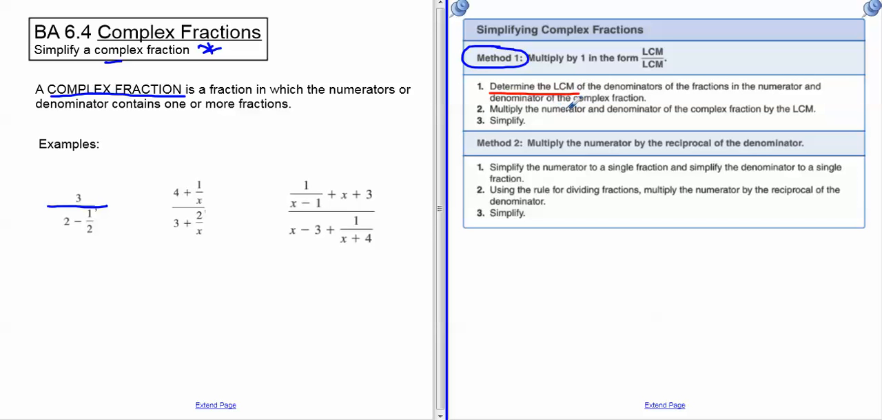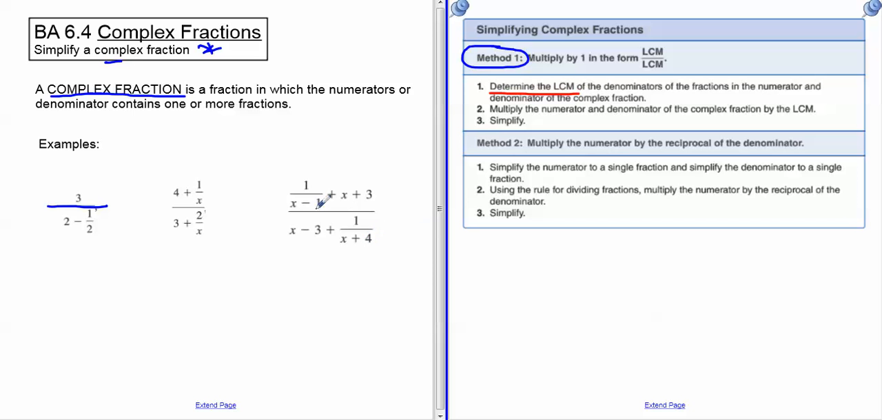Step 2 is multiply the numerator and denominator of that complex fraction by the lowest common multiple, by whatever we found. So over here, for example, the lowest common multiple would be x minus 1 times x plus 4, because these are the two fractions. There's the fraction in the numerator, fraction in the denominator, and we've got to find out what the lowest common multiple is of that and that. So what is it? X minus 1 times x plus 4.